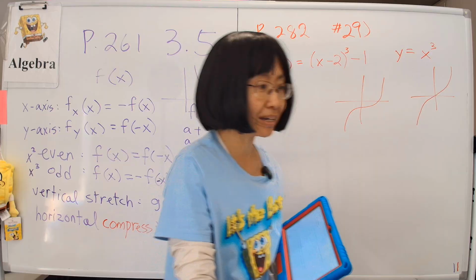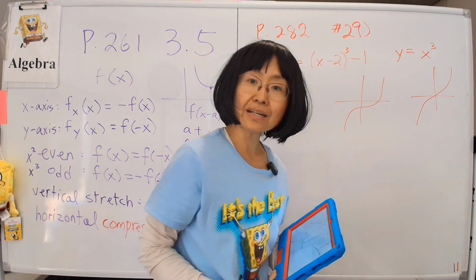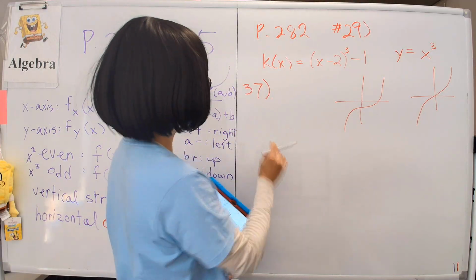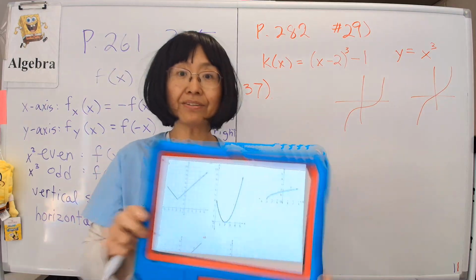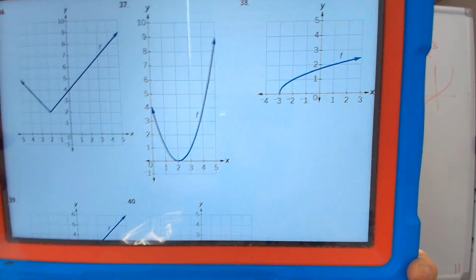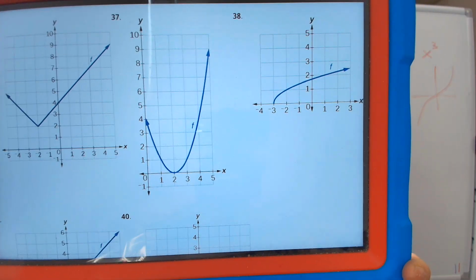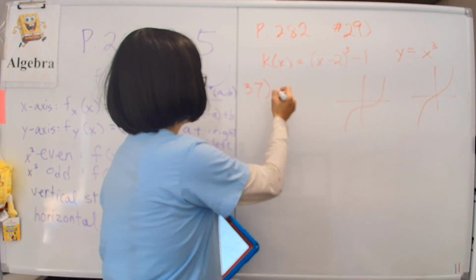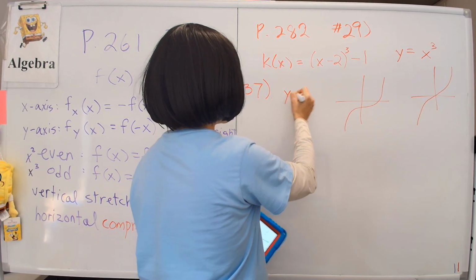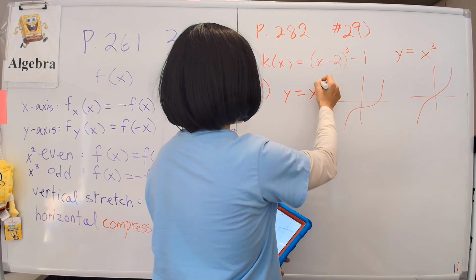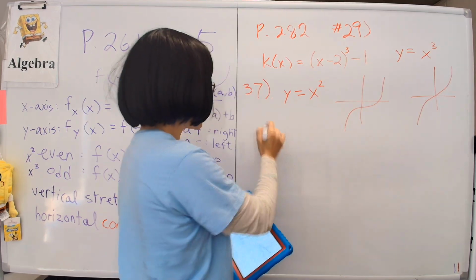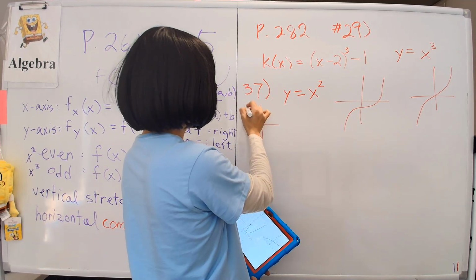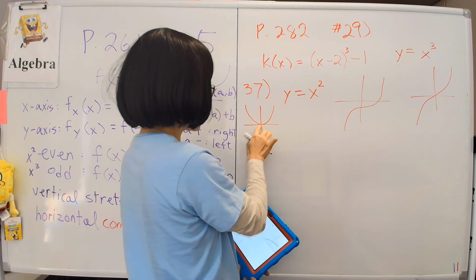So that's that. Next, let's look at problem 37, where we are just given the graph and try to figure out what the equation might be. By looking at this, this looks like y equals x squared. So we'll start out with y equals x squared, except that normally y equals x squared looks like this, with the bottom of the parabola hitting at the origin.